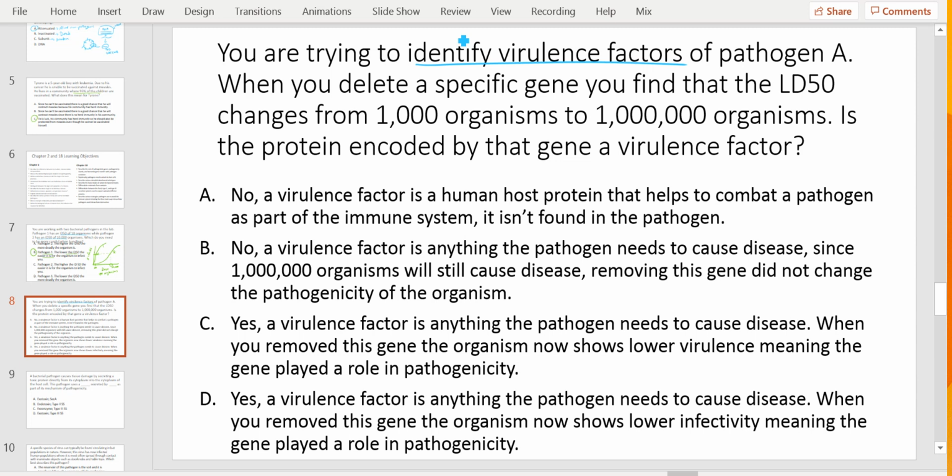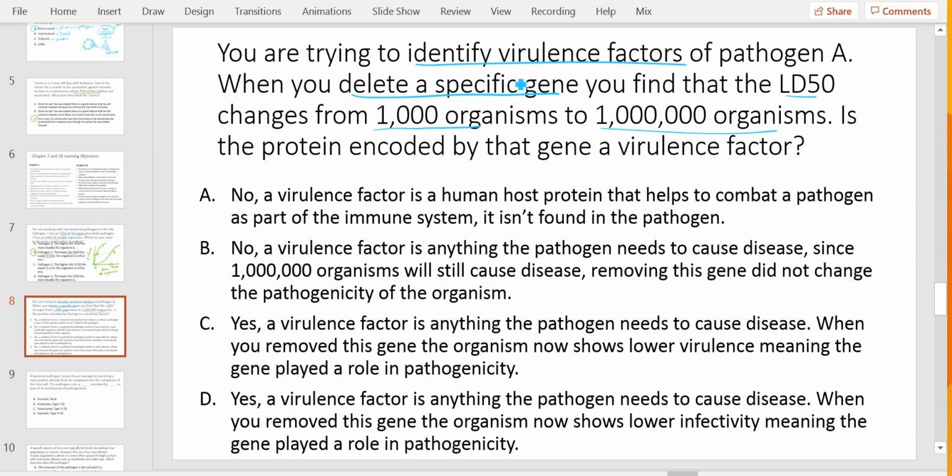Any of the microbial factors that allow those steps to happen are considered virulence factors. And so in this problem, we're trying to identify what some of those virulence factors are for this pathogen. We delete a specific gene, and find that the LD50 changes from what was 1,000 organisms to now 1,000,000 organisms. So we want to know if the protein that was encoded by that gene is a virulence factor.